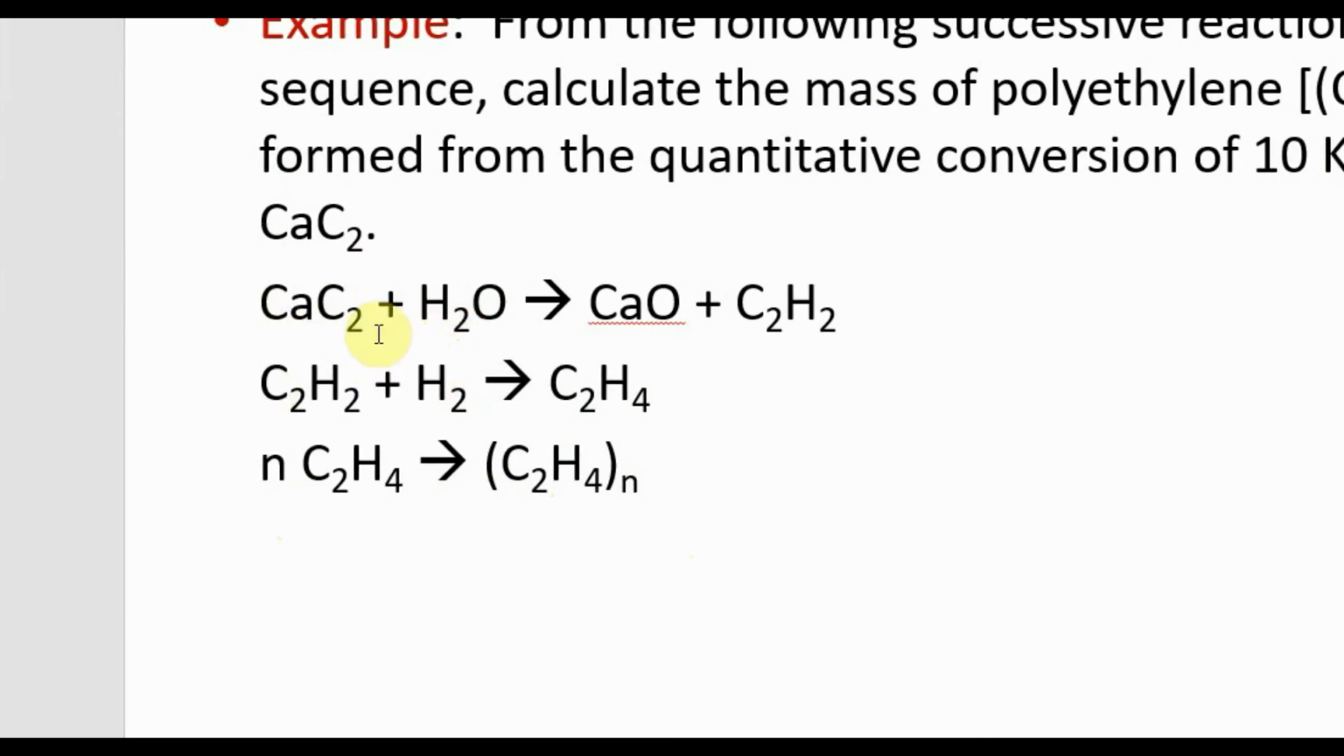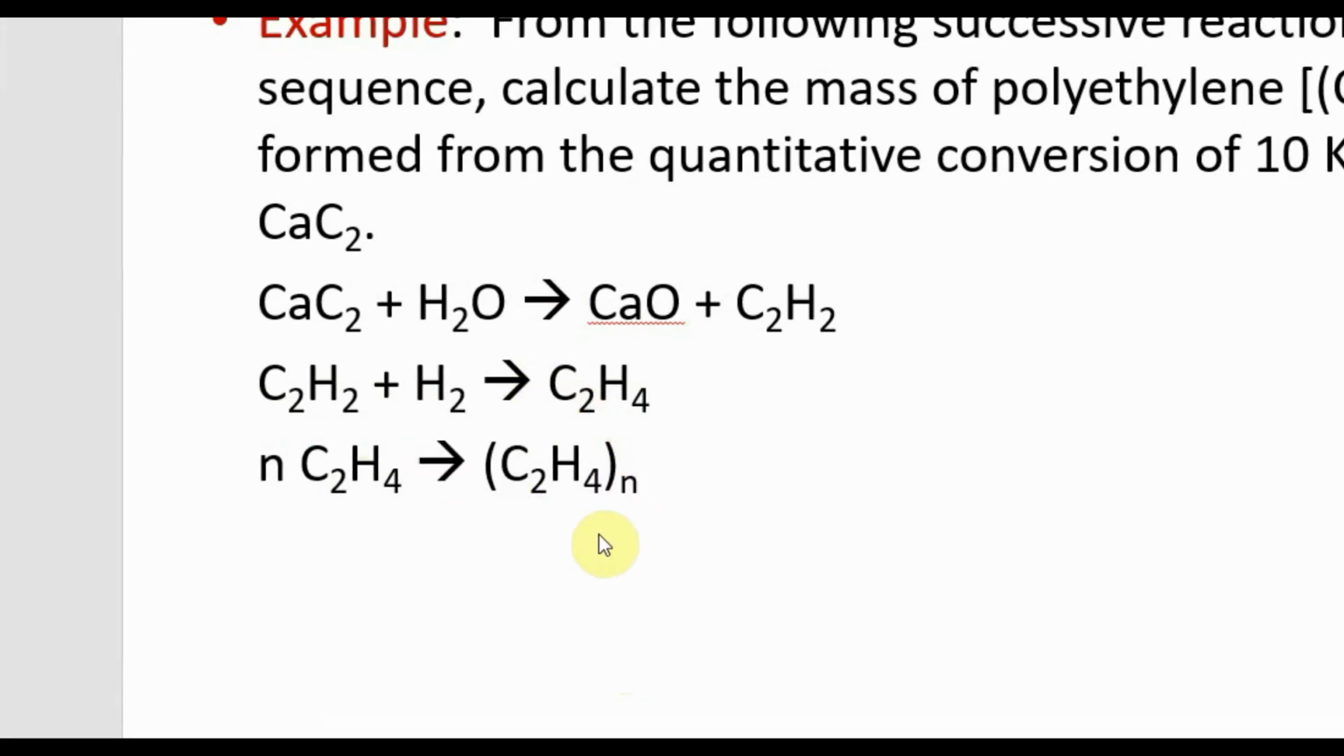Calcium carbide is first treated with water to give you acetylene gas. Acetylene gas is reduced by hydrogen to make ethylene, as there is a triple bond here and a double bond here. So reduction of acetylene forms ethylene, then polymerization of ethylene produces the polymer. Right? These are the 3 steps, and you are asked to find the mass of this.